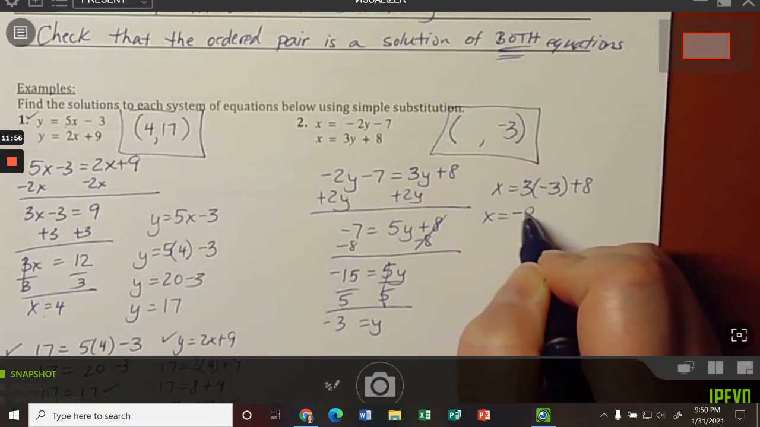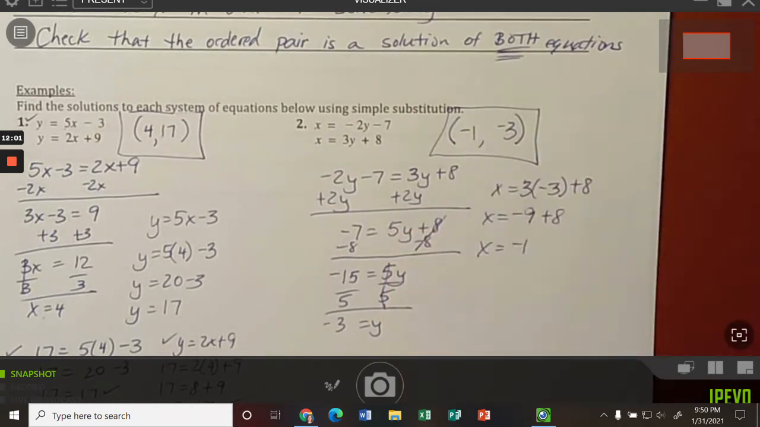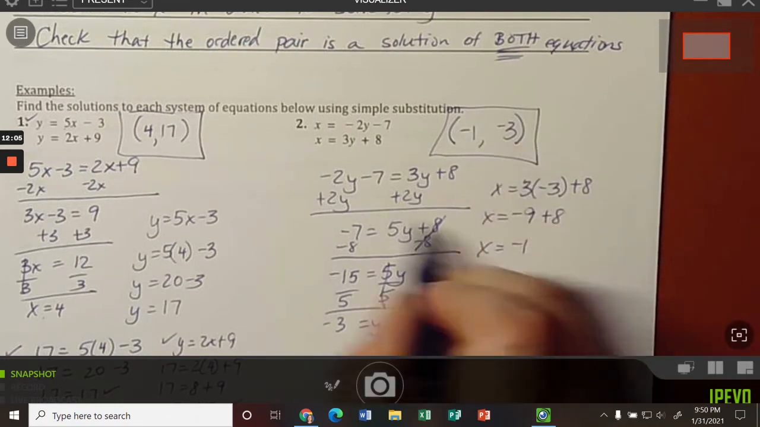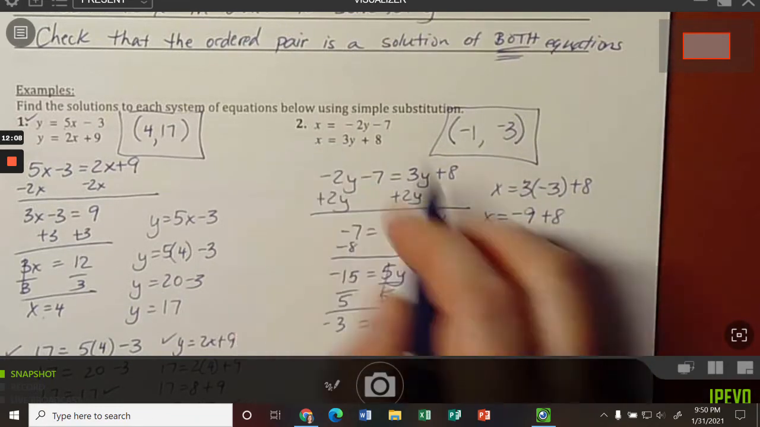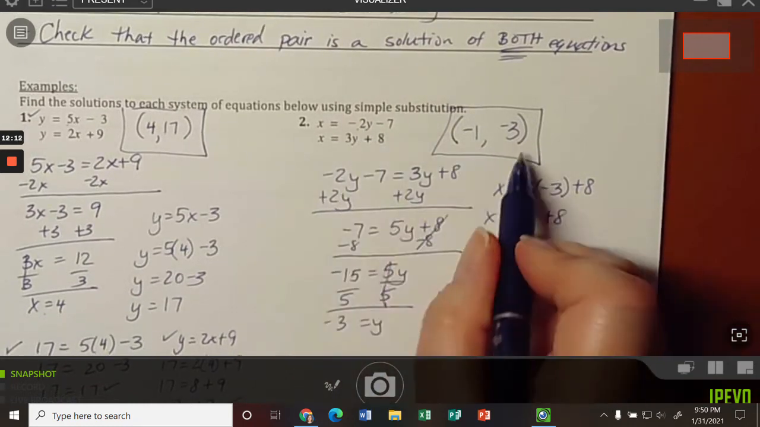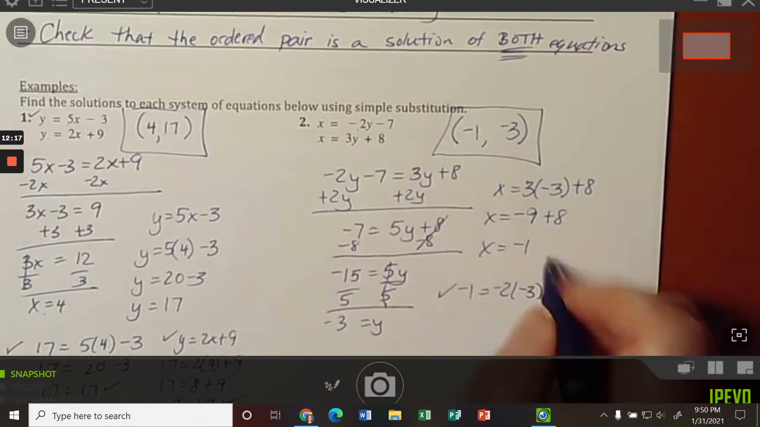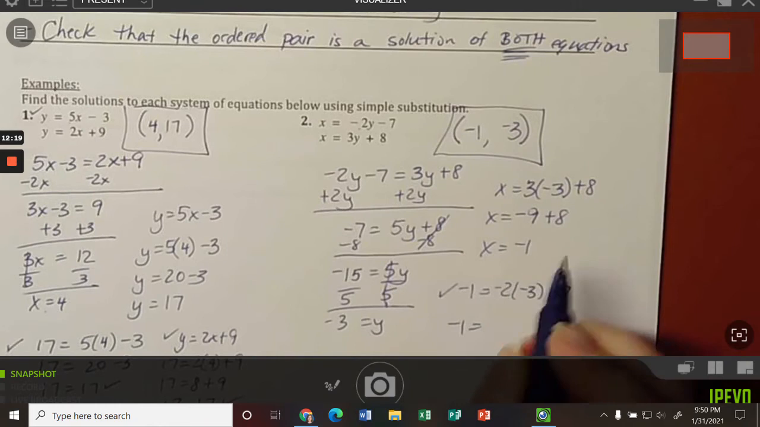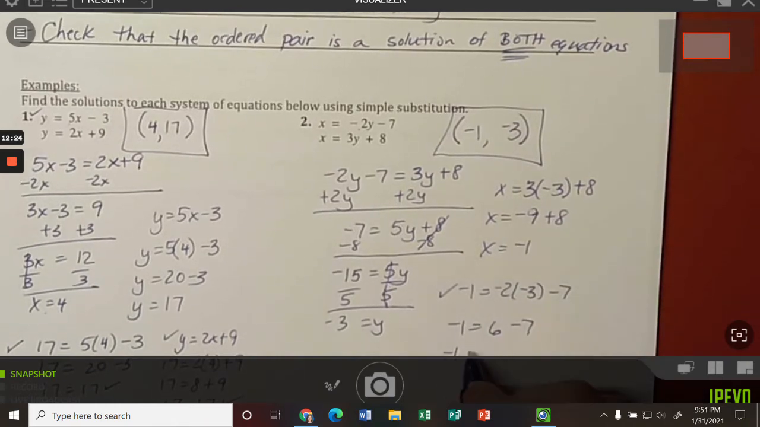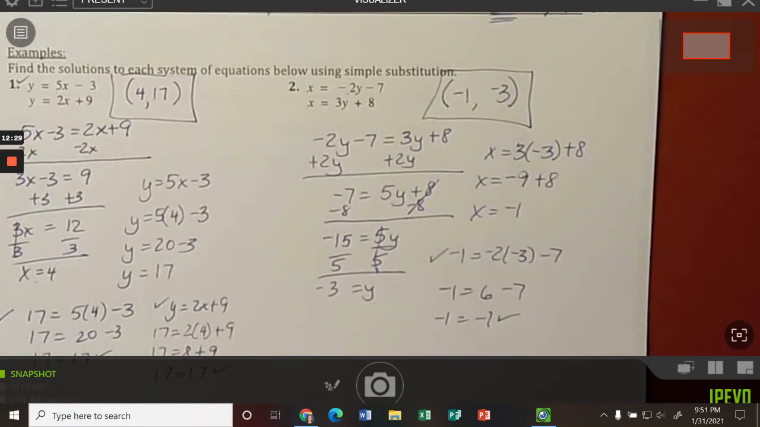So x equals negative 9 plus 8, so x equals negative 1. Okay, and then we'll just do a quick check step. The first equation, instead of x equals, we have negative 1 equals. Instead of negative 2 times y, we'll say negative 2 times negative 3 minus 7. Negative 2 times negative 3 is a positive 6. And 6 minus 7 is negative 1. So that checks out because negative 1 equals negative 1.